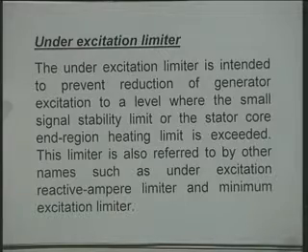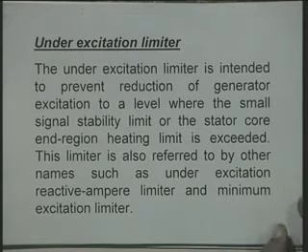Next component is the under excitation limiter. Now, the under excitation limiter means actually that in case the excitation current in the field winding of the synchronous generator goes below a certain value, then this type of operation is not permissible. That is, we should not reduce the field winding current below a certain set value.